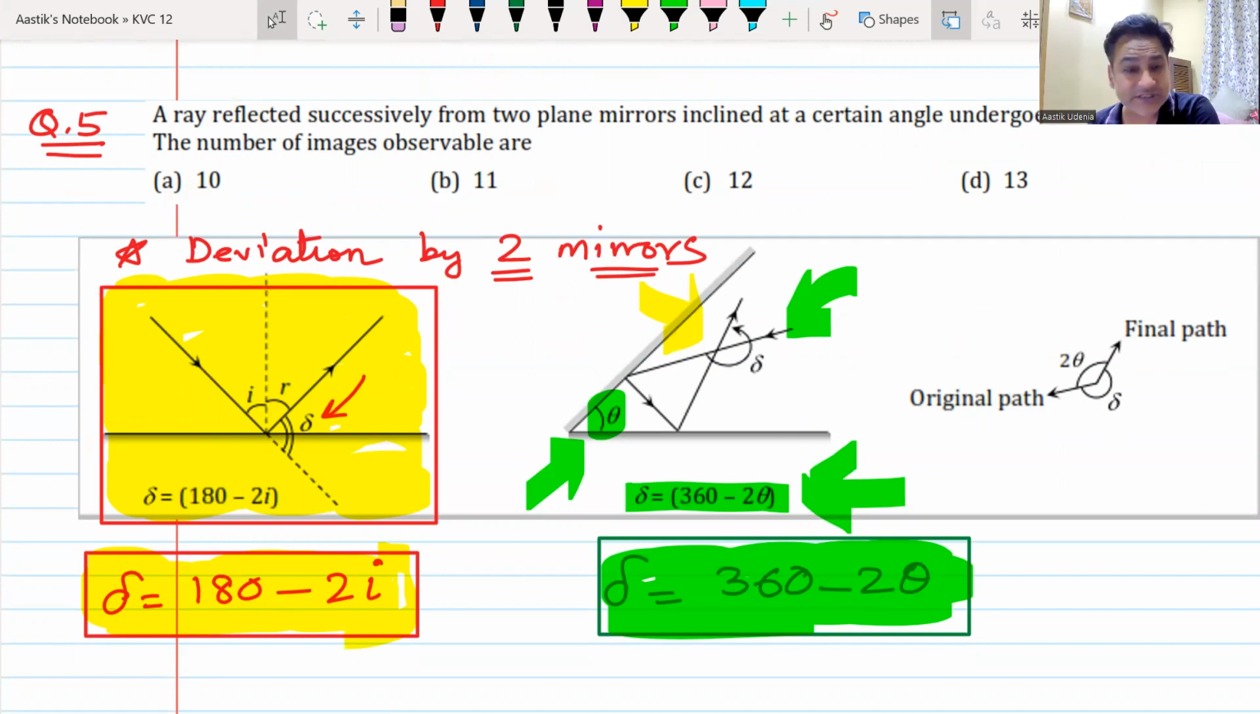Have you noted down this concept? Have we noted it down? Deviation caused by one mirror is 180 minus 2i. Deviation caused by two mirrors is 360 minus 2 theta.